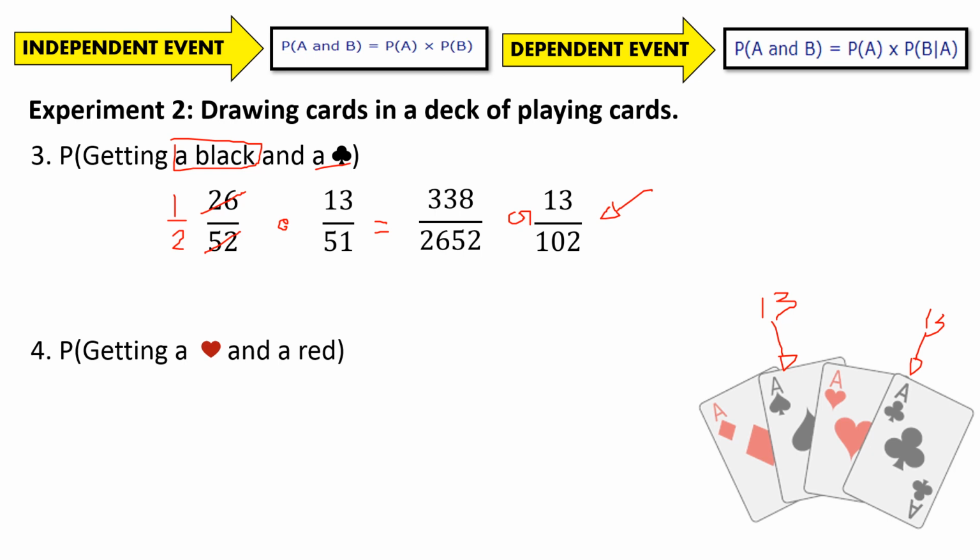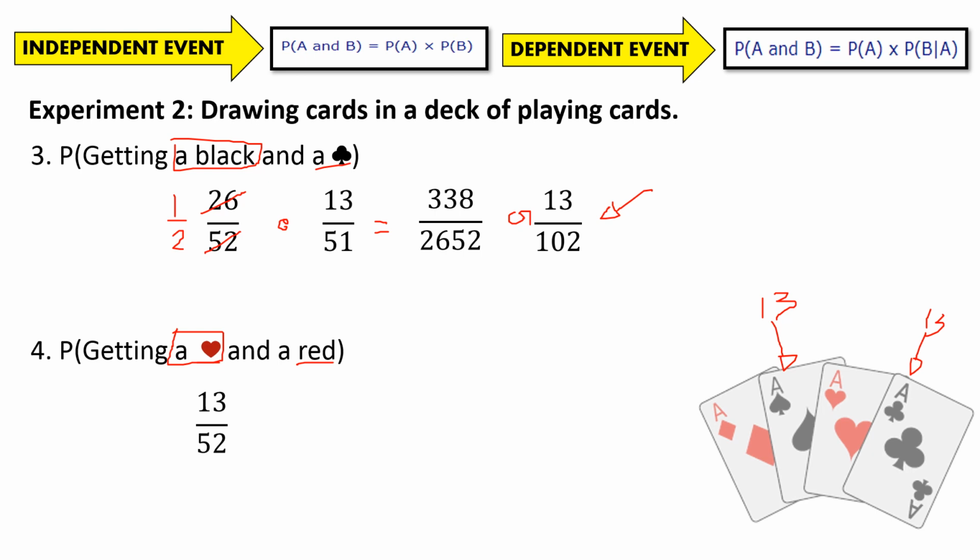So getting a heart and a red card. Getting a heart, we do have 13 pieces of heart in a regular deck of cards, so we have 13 over 52. Before going to the second event, we are going to assume that we managed to get a heart out of the regular deck of cards. So therefore, it will now become 51.